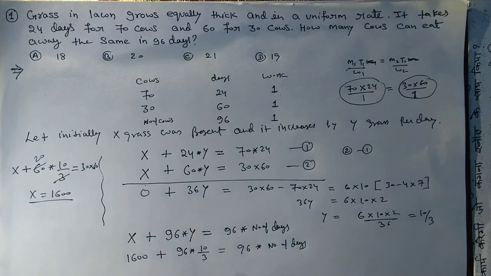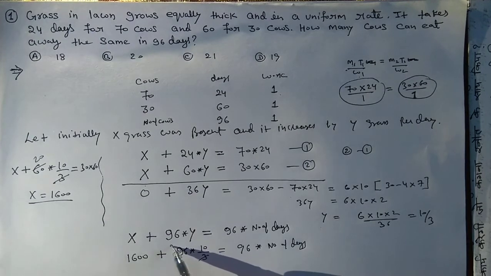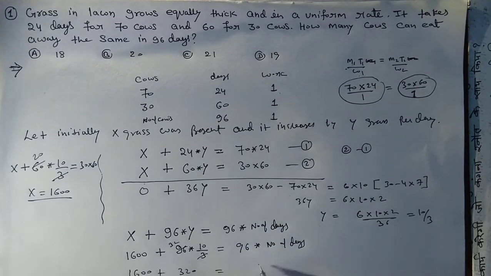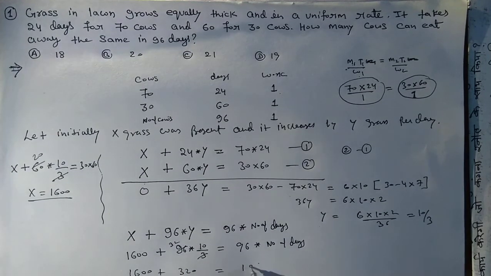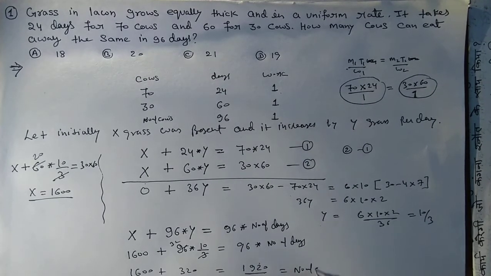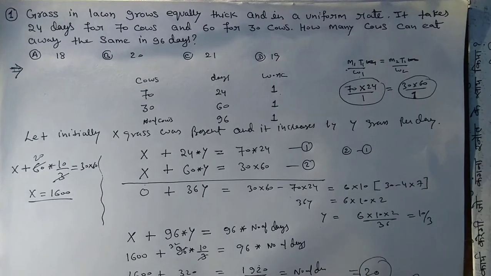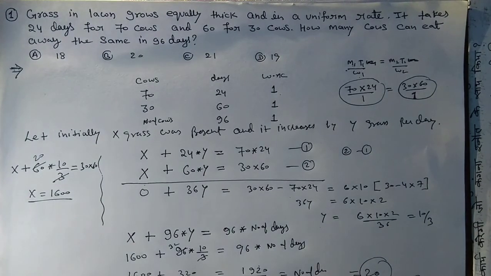So now you will solve. 96 into number of cows, that is 1600 plus 320, which is 1920, upon 96, is equal to the number of cows. 96 into 20 is 1920. So that is 20. Very, very simple, a very interesting question.